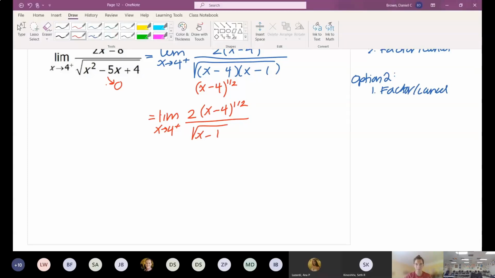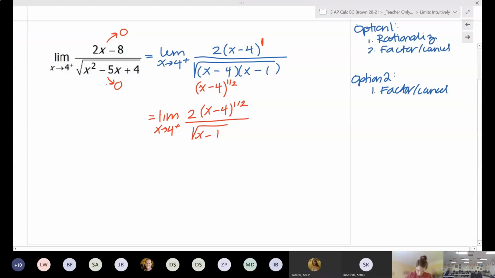At this point, can you go ahead and substitute 4 into that equation? Yes, you can. Plugging it in, you end up with 2 times 0 over the square root of 3. 0 over a number is just 0.